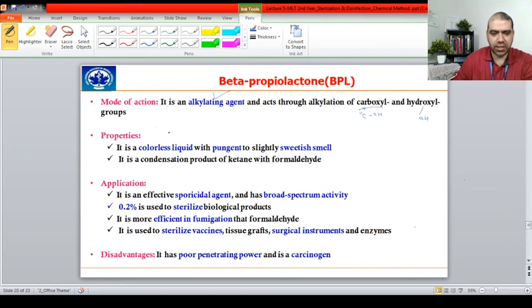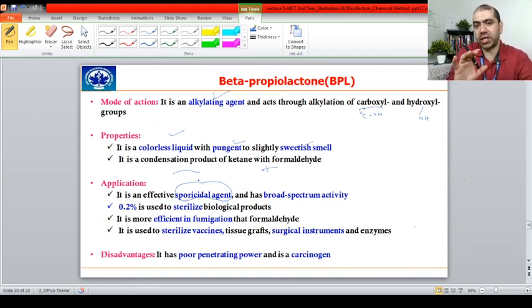Properties: it is a colorless liquid with a pungent, slightly sweetish smell. It is a condensation product of ketene plus formaldehyde. So it is a combination product. Its application is as an effective sporicidal agent. Remember that among your chemical sterilizers, you have to remember which of the chemicals are effective against spores.